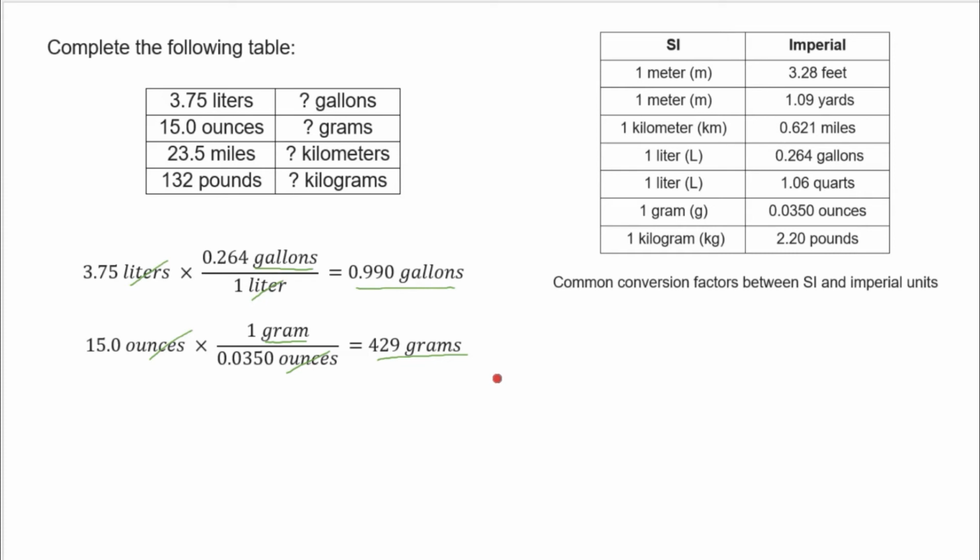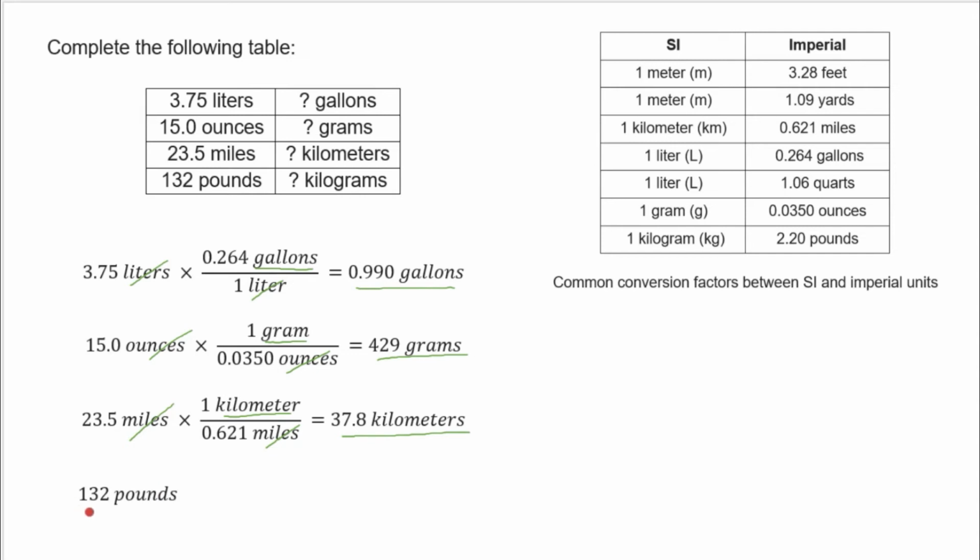Let's go on to our third row. We're starting with 23.5 miles. We need to go to kilometers. Find our conversion factor. Here it is right here. Again, we want to set this up so that miles cancel. So here's my conversion factor. Miles cancel. I'm left with kilometers, and I get 37.8 kilometers.